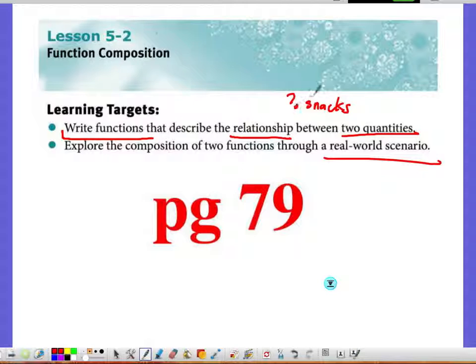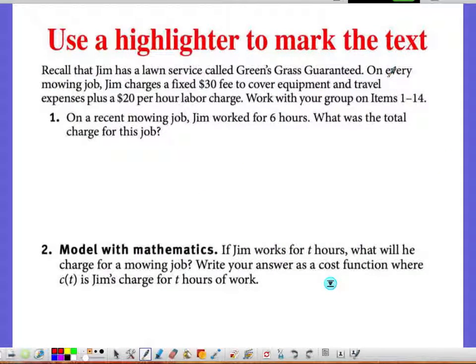Well, we don't know. That's a quantity. We don't know how many snacks we can buy. How much money do we have to buy snacks? Well, that's another quantity. And so how do you figure out how much money you can use to buy how many snacks? Well, that is a real-world scenario, and we're going to use functions to describe the relationship between these two quantities. And those functions will help us explore compositions.